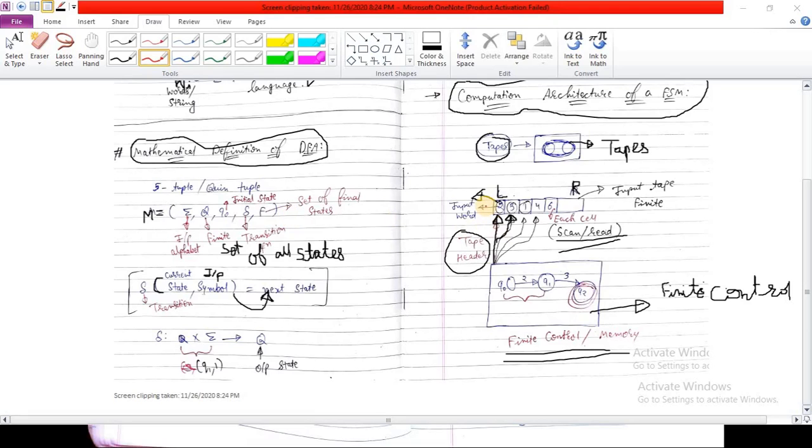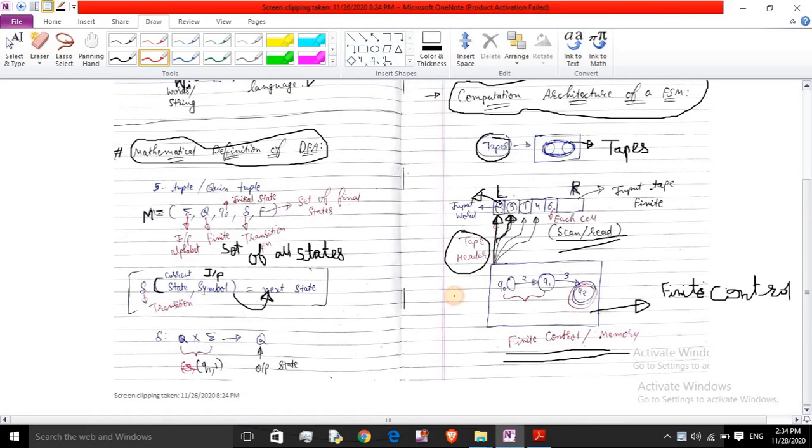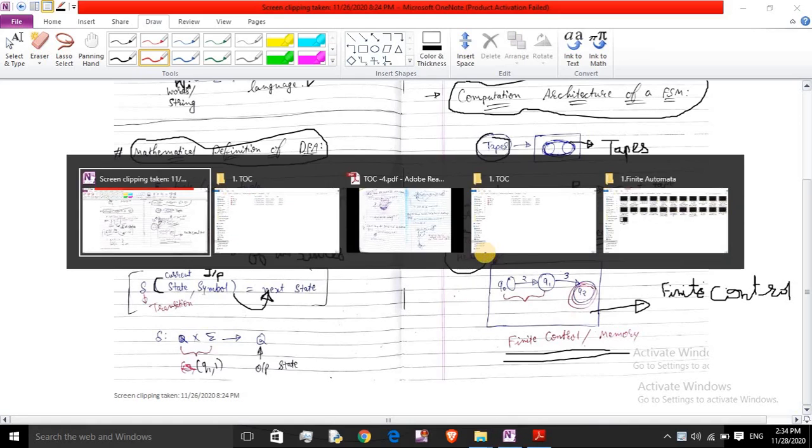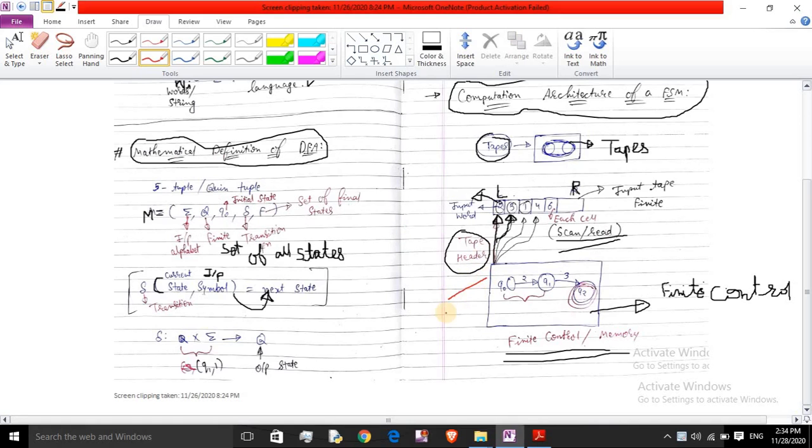Hi guys, till now we have studied the computational architecture of a finite state machine. We have seen this in our previous lecture, the concept till here. Now we will look at our next concept.